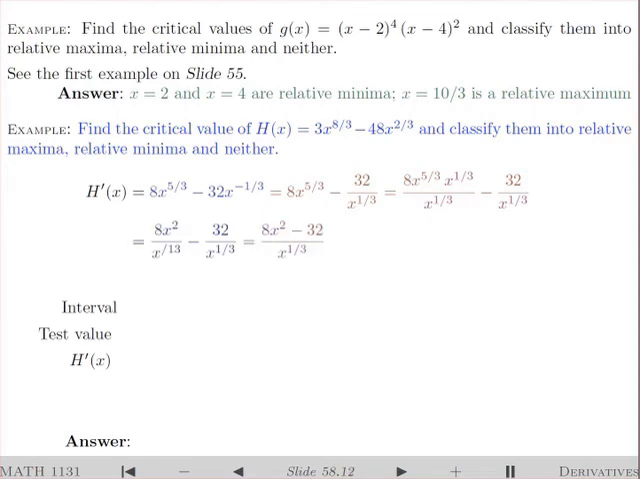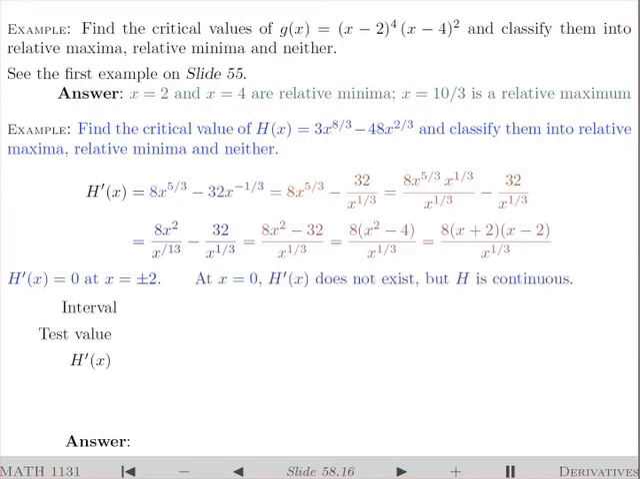Combine the two fractions into 1 and factor the numerator. I can factor out an 8 and then have x squared minus 4 as the other factor, which factors as x plus 2 times x minus 2. h prime is 0 at negative 2 and 2. h prime is not defined when x is 0, and since the original function is continuous at 0, that's also a critical value. If you arrange the critical values in increasing order, they go negative 2, 0, 2.